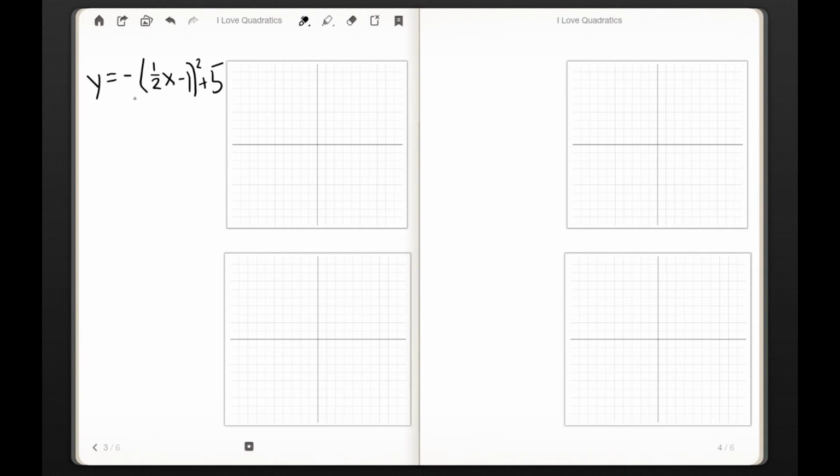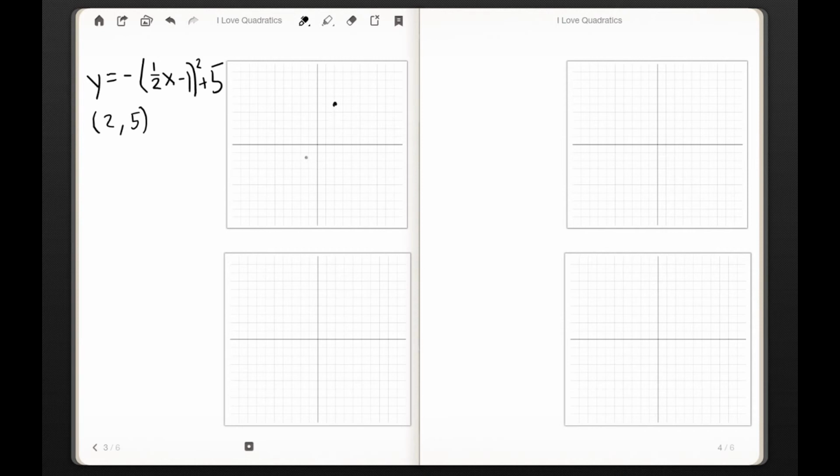Okay, so again, first thing you always do is find the vertex. Get the squared term equal to 0. So if 1 half x minus 1 equals 0, then 1 half x equals 1, so x will equal 2. If x equals 2, this is all 0, and y will be 5. So the vertex is 2, 5.